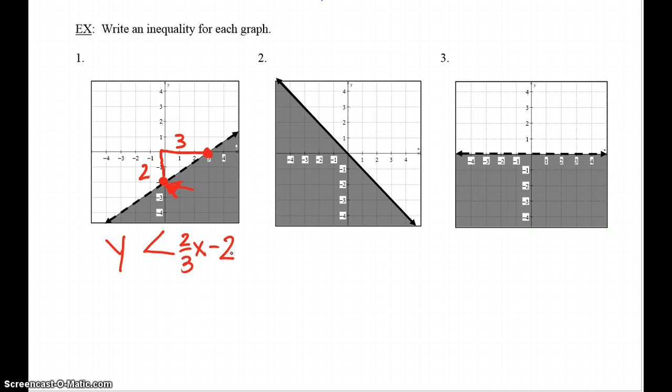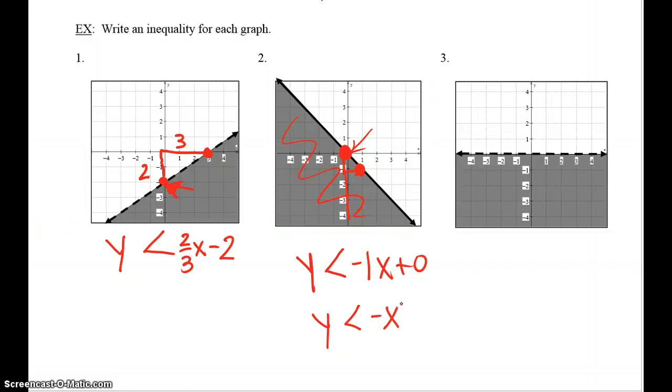Number 2 is going to be less than because we're shaded down. So we're going to have y is less than. Now let's talk about our slope. Here are 2 points. We're going down 1 and over 1, so we're just going to have a -1x, and then it goes through the origin, so it's +0. You could also just write this as y is less than -x, either way.